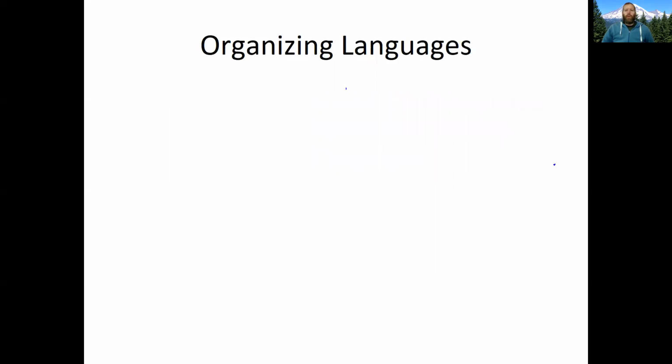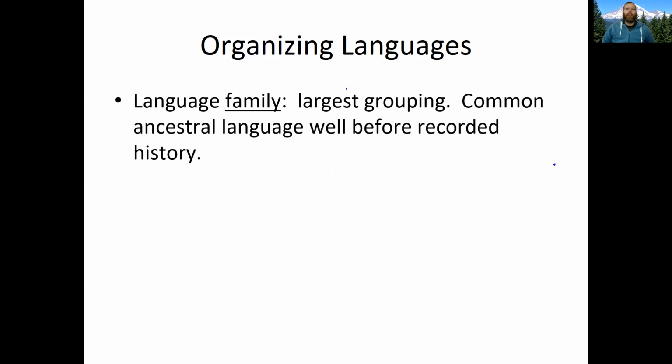I'm going to skip ahead to page 25, and I just want to talk a little bit about how languages are broken down by linguists and geographers. They're broken down into different categories, and on page 25, where it says organization of languages, I want you to jot down that the largest grouping of languages is called a language family. And that's what we're going to be focusing on today. And there's often a common ancestral language well before recorded history. So that's what a language family is.